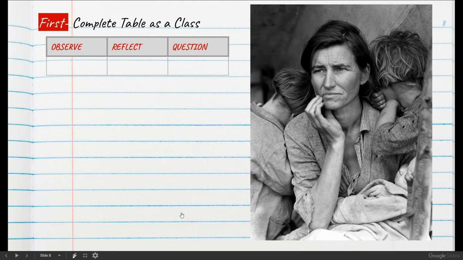Their clothing looks not clean. You can tell that the clothing is not clean. You can tell that there's some tatter in the clothing, like they're torn. They're not very well put together. And it looks like she has some worry lines up here. So if you look at her forehead, it looks like worry lines.